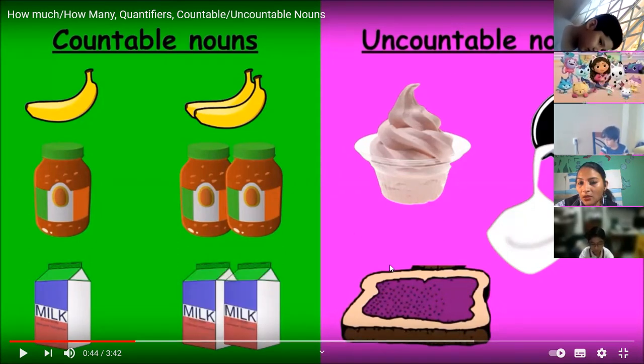And for uncountable nouns, here we have, for example, yogurt. These are words that just exist in singular, and you know that it is an uncountable noun. And here we have the milk and also the jam.